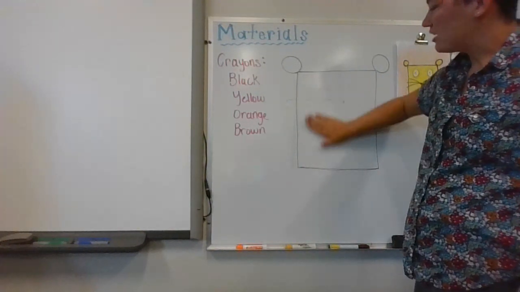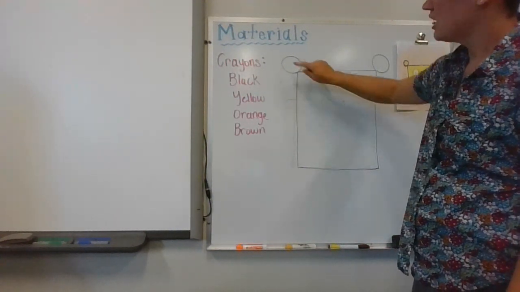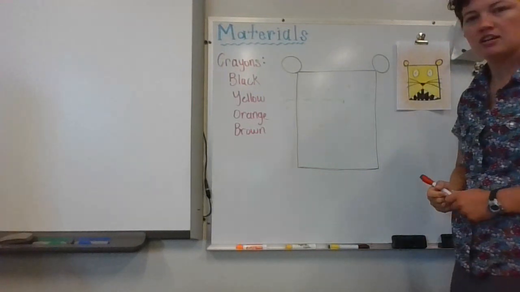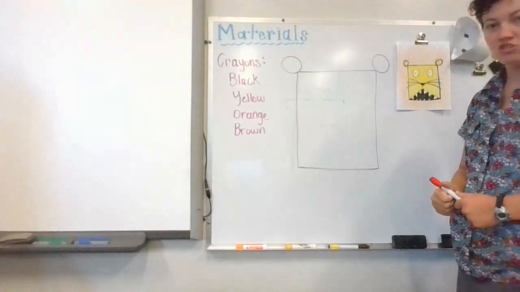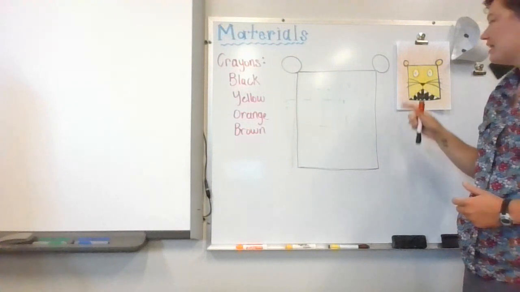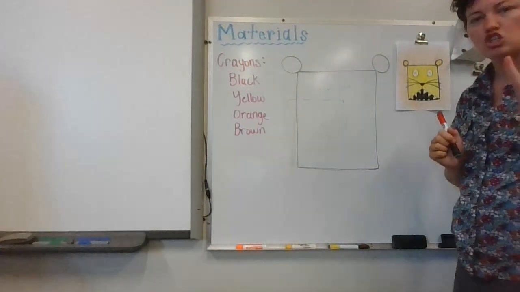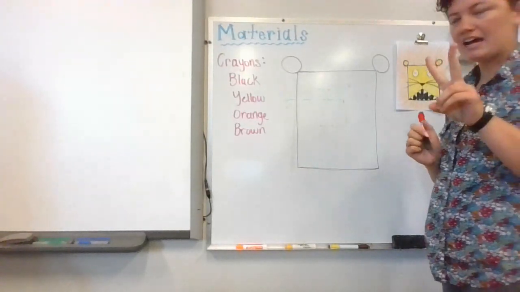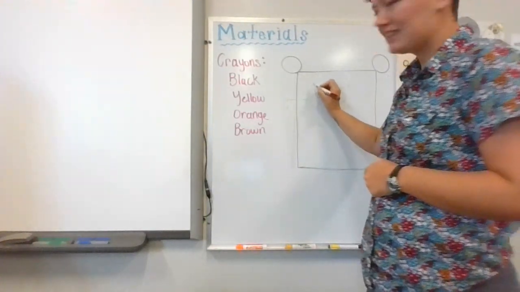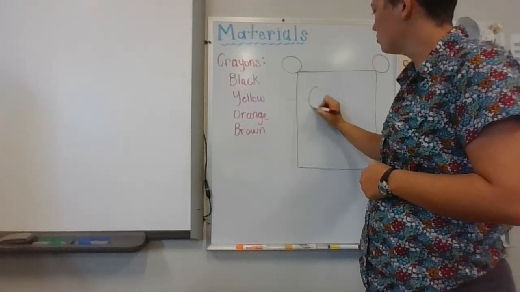So I've got my square for his face. I've got 2 circles for his ears. What else do we need that's circles? His eyes. So how many eyes does he have? 2. He has 2 eyes. So up at the top, you're going to do 2 more circles.